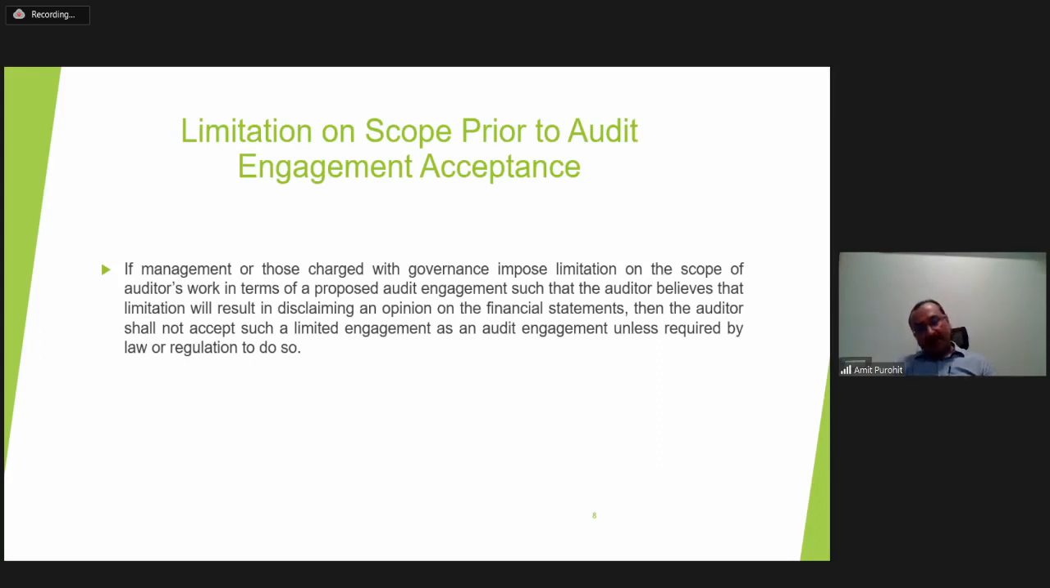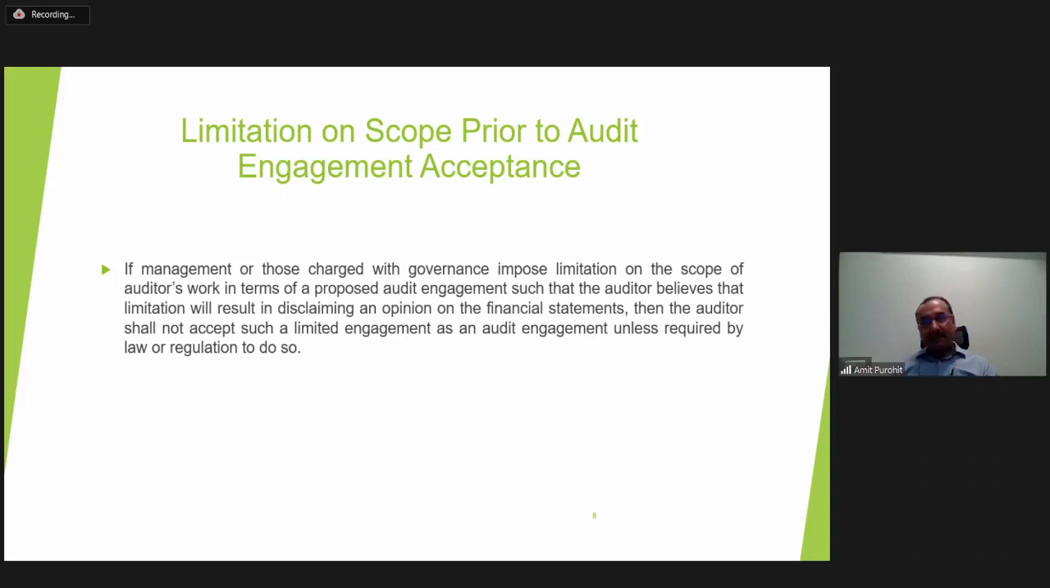Now friends, what happens when sometimes limitations are placed by the management on the scope of the audit? Say for example, if the management or those charged with governance impose certain limitations on the scope of the auditor's work in terms of the proposed audit engagement, such that the auditor believes the limitation will result in disclaiming an opinion on the financial statements, then the auditor shall not accept such a limited engagement as an audit engagement unless required by law or regulation to do so. So friends, what can be the example of such limitations being placed on the scope of the audit?